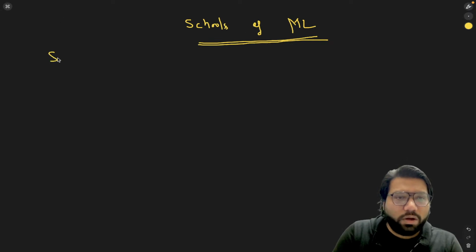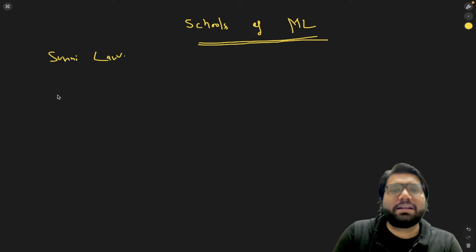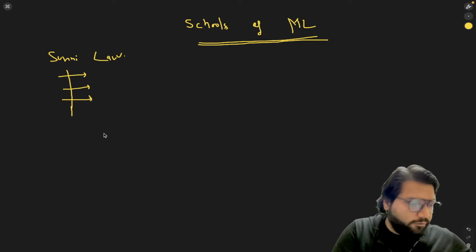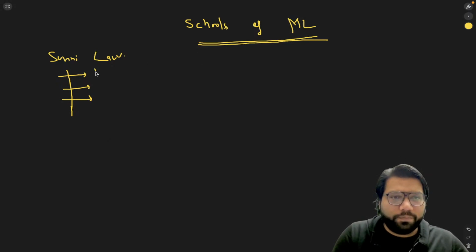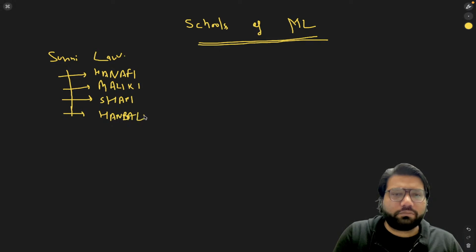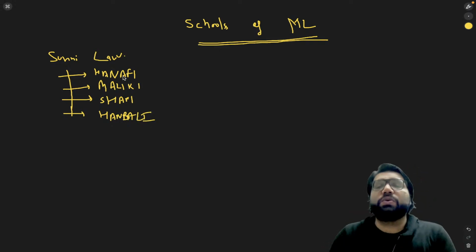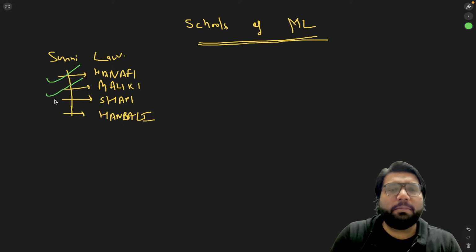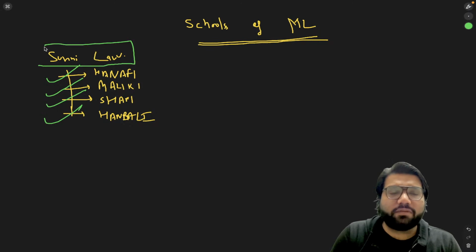Now when it comes to Sunni law, it has different schools. The first one is Hanafi. Then there is Maliki, Shafi, and Hanbali. There are some differences of opinion even in the Sunni law as well, and they got divided further into these schools, which are known as Hanafi, Maliki, Shafi, and Hanbali. These all are the parts of the Sunni law.